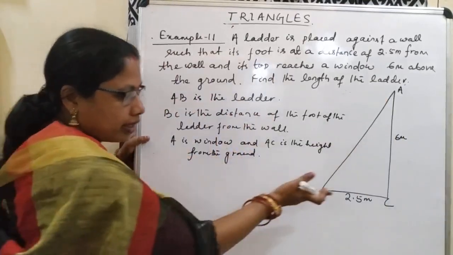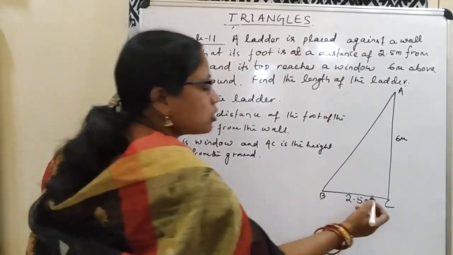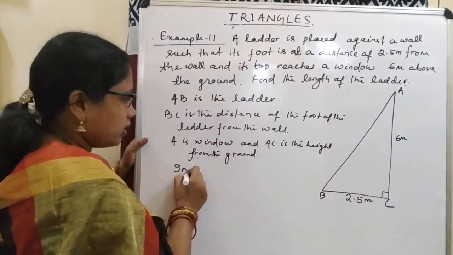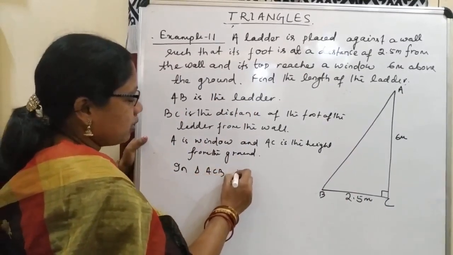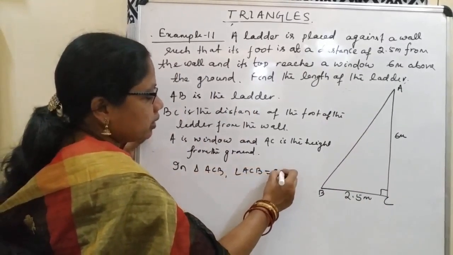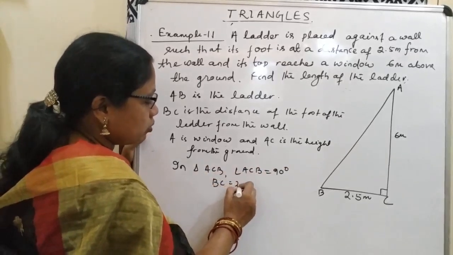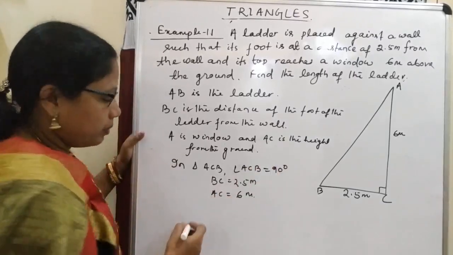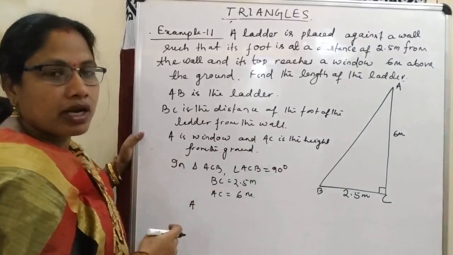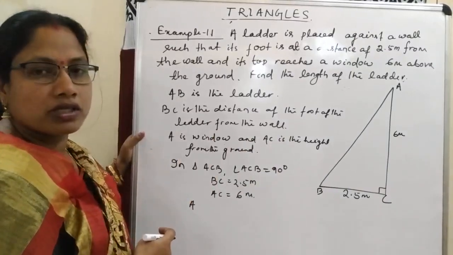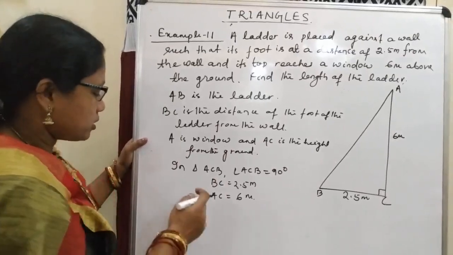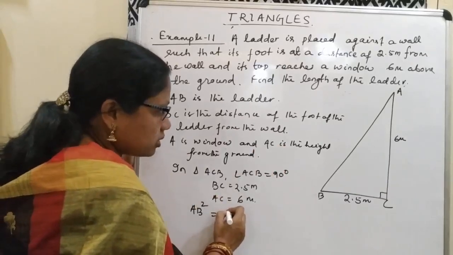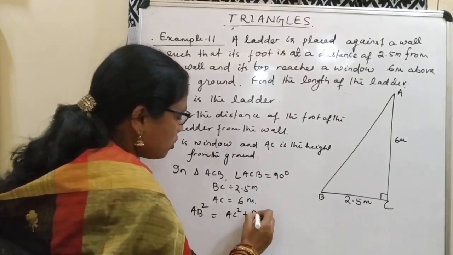As we know, the ground is perpendicular to the wall. So here in this figure, angle ACB is 90 degrees. In triangle ACB, angle ACB is 90 degrees, BC is equal to 2.5 meters, AC is equal to 6 meters. We have to find AB. We know in Pythagoras theorem that the square of the hypotenuse is equal to the sum of the squares of the other two sides. Here AB is the hypotenuse. So AB square is equal to AC square plus BC square.